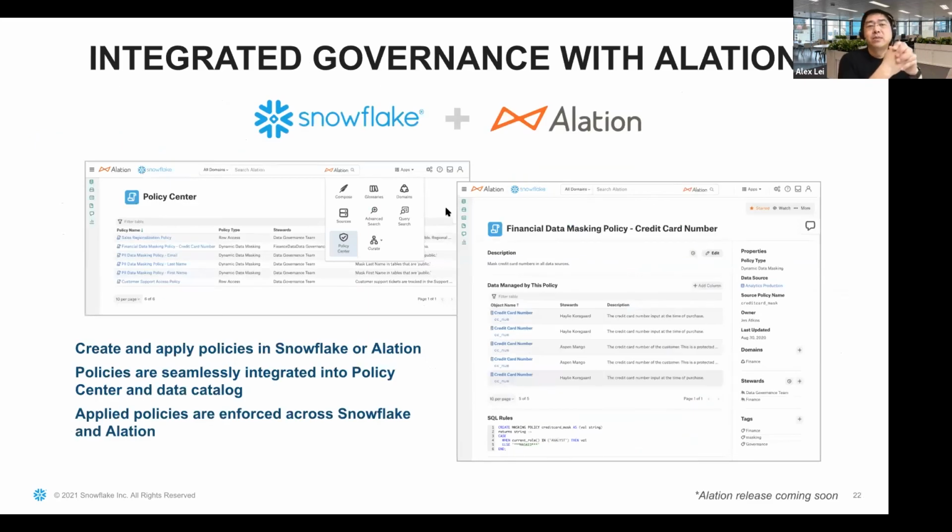The last announcement at the summit was to do with the integration with Alation. So Alation can be used to apply policies within Snowflake. This is quite early stage for us. It's good to see that there are additional partners within the Snowflake ecosystem to create the governance and security that we need.